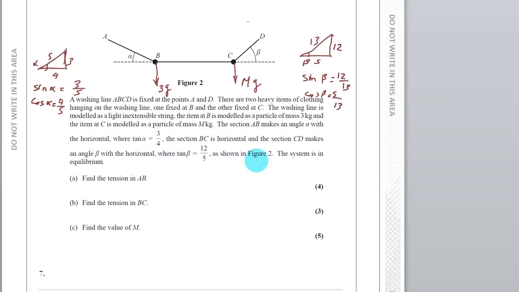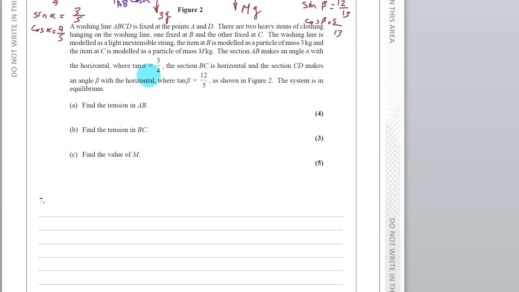As shown in figure 2, the system is in equilibrium. Find the tension AB. So he needs the tension AB. Let us now add the force. I have here AB tension. So let us divide this force now. This force will go up here, T_AB sine alpha, and we will have a force here, T_AB cosine alpha.